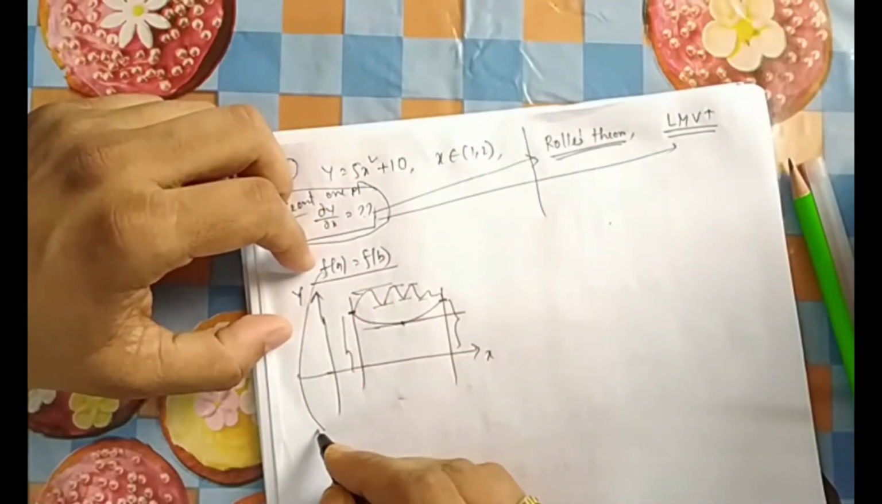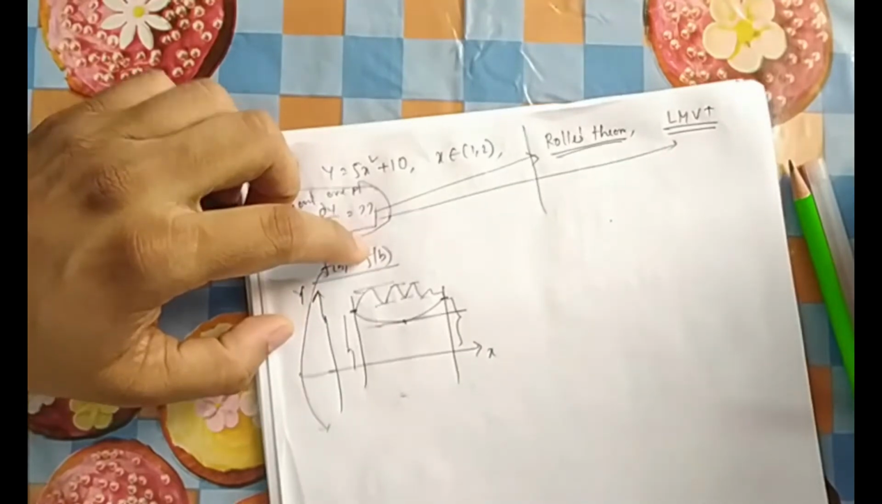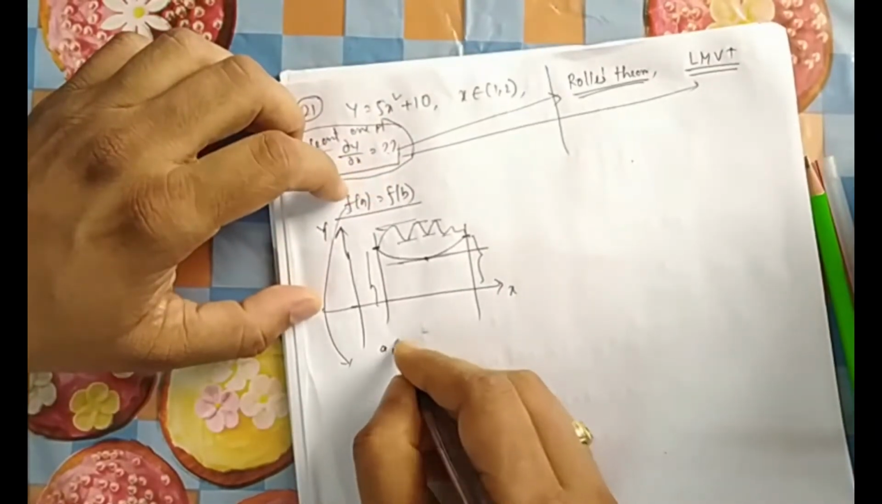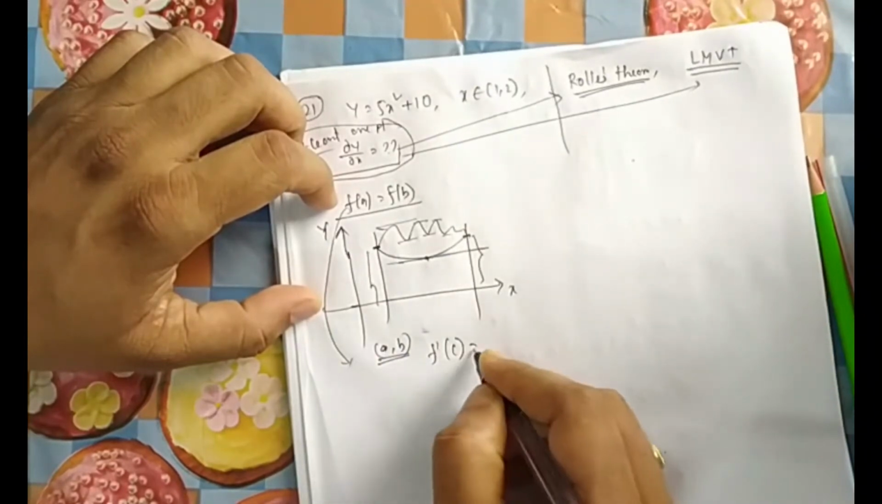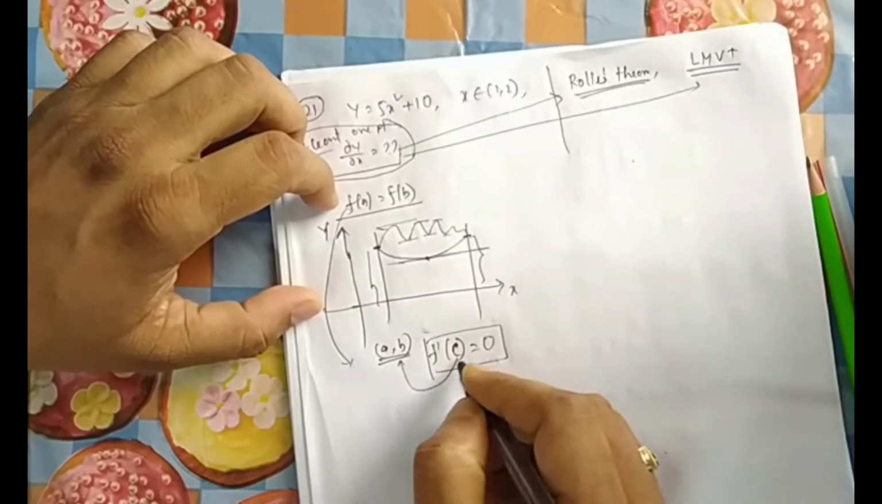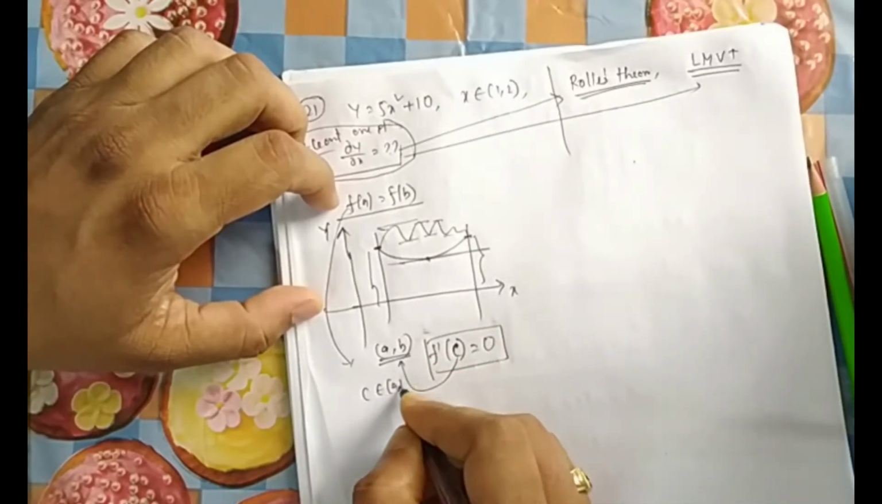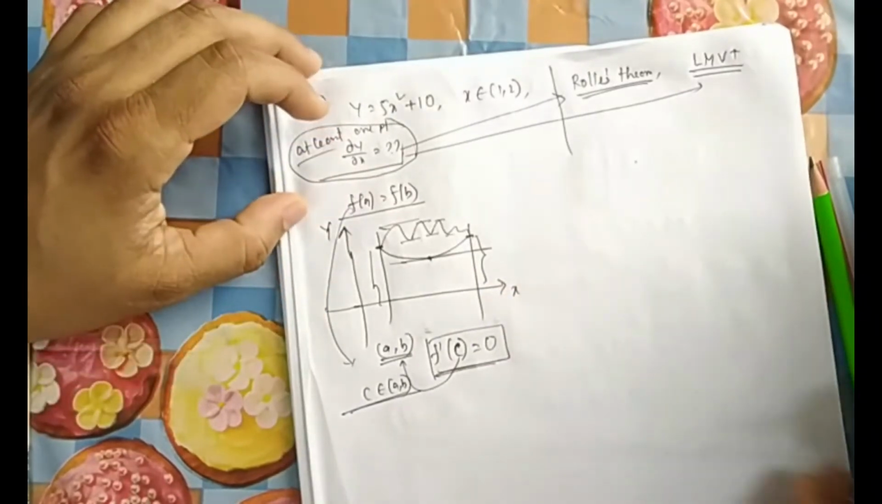So Rolle says if any function has f(a) equal to f(b), then you will find at least a point between a and b where f'(c), the derivative, will be 0, where c lies between a and b. You will find at least one point where f' is equal to 0.